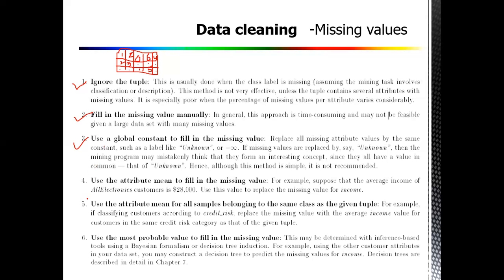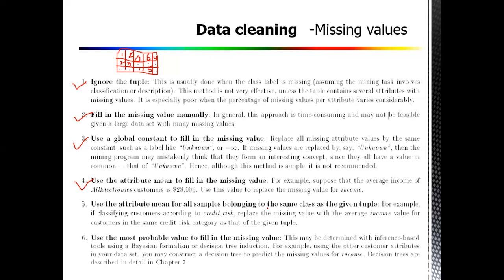Okay, and next one is a very much utilized way, that is use the attribute mean to fill in the missing values. That means if you are having 6 and 5 in this column, take the mean of 6 and 5 and fill up all missing values with the mean of 6 and 5. Take the mean of 2 and 3 and fill up the missing values with the mean of 2 and 3. Take the mean of 1 and 2 for the first column and fill up the missing values with the mean of 1 and 2. So it is a highly utilized way.